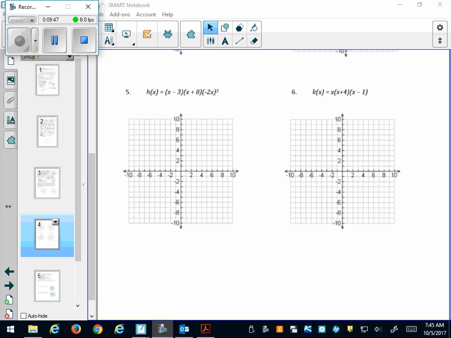Okay. All right, so you did 1 through 4 for homework. We're going to do 5 and 6 together. Or at least 5. We're going to do 5 together. So this is already in factored form.